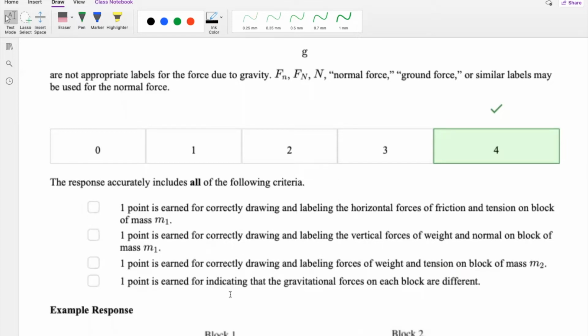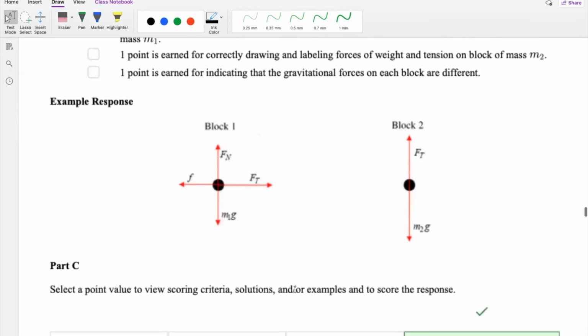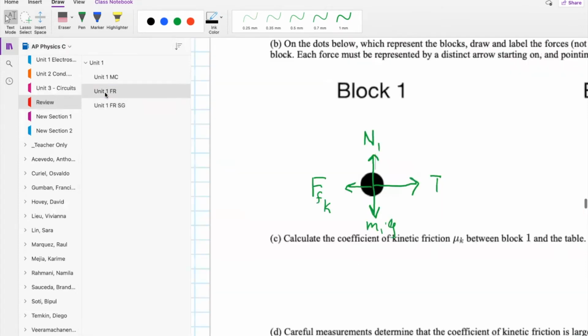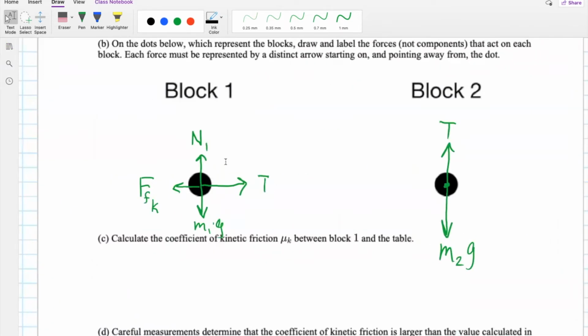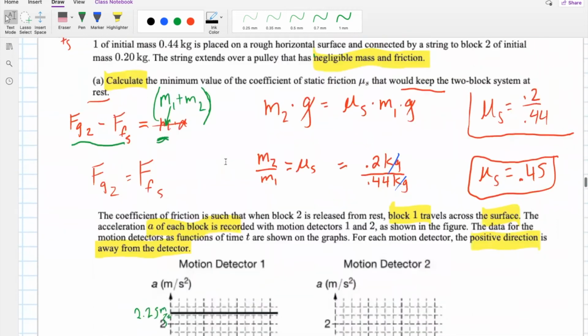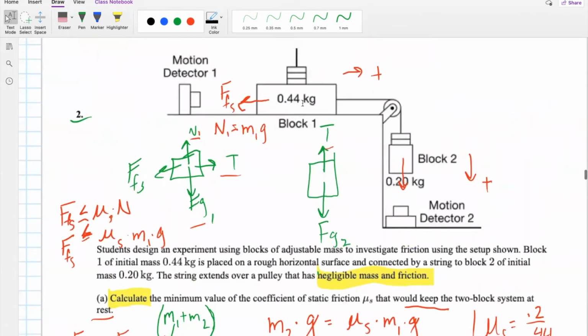And 1 point is earned for indicating that the gravitational forces on each block are different. Ooh, I don't think I get that point. I don't think I illustrated that, nor did I mention it in the explanation. But they did give us these masses, right? And we do know that there is friction here. So it makes it a little easier to recognize that, yeah, this mass here could be different.